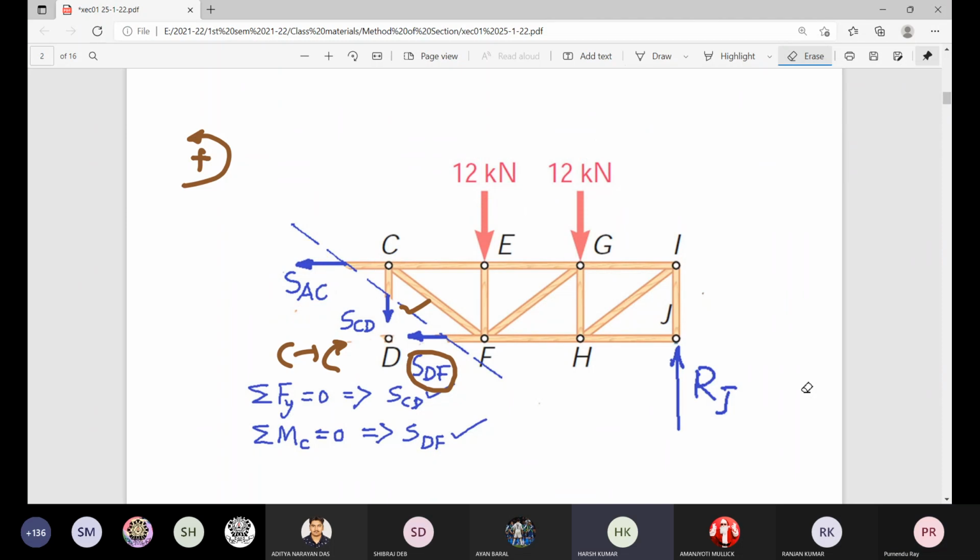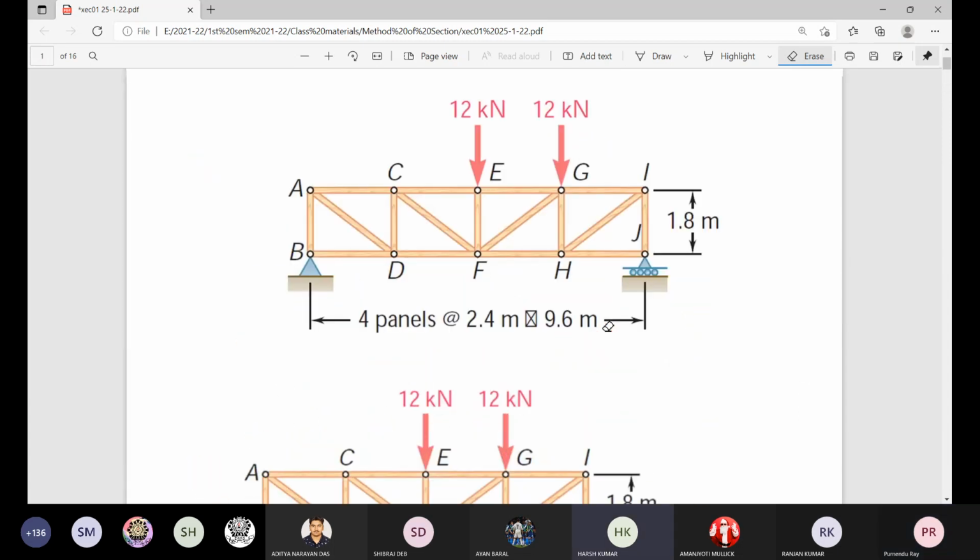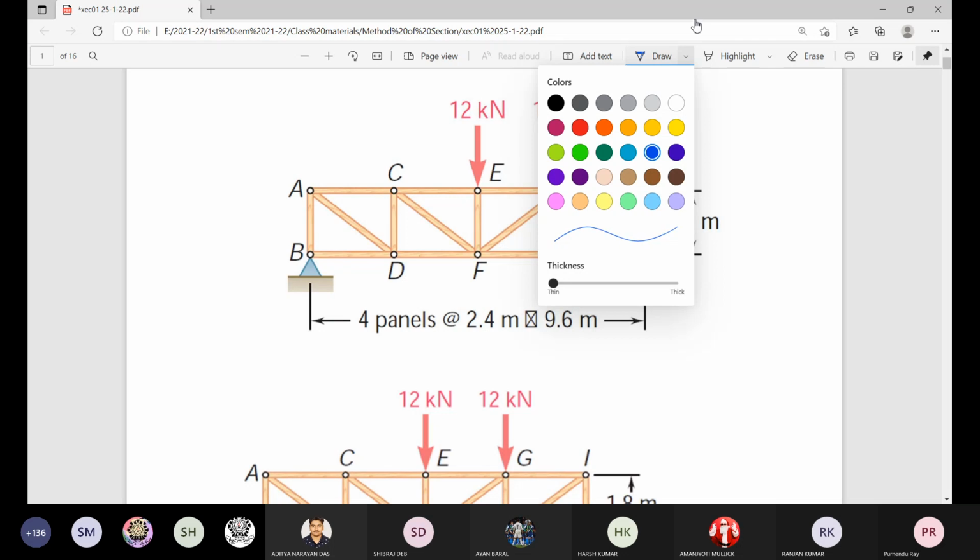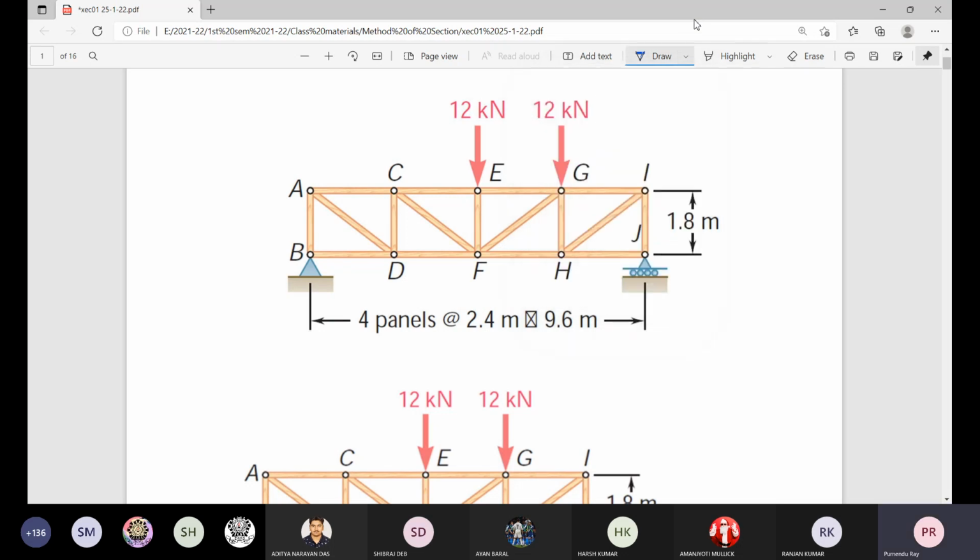Sir, one doubt is there. Which doubt? Sir, in the first slide, for the 4 panels, the dimension is written as 2.4 into 9.6. Sir, what is that dimension? Like length, width? The dimension is 2.4, 2.4, 2.4, 2.4, and in short it is written with the at-the-rate sign.